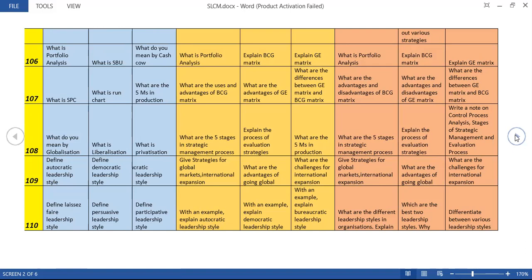So there are strategic business units, but sometimes if it's a dog, if it's not making profit, it's better that we withdraw from that. But there are certain units which are very profitable, which have high market share and which have high market growth rate. There we should stand. So such things are learned in portfolio analysis.